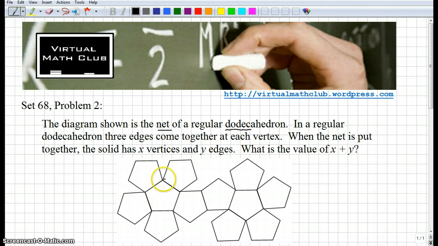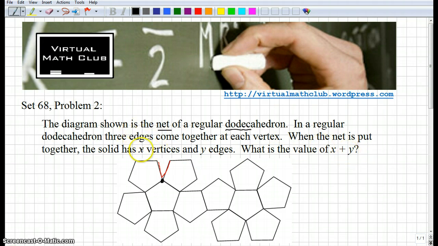So for example, here's a vertex. Now 2 of the edges are already connected, and then these 2 edges up here, if I highlight those, you can see that if we fold this up, these 2 edges are going to come together and make one edge. So you can see we have 1, 2, and then 3 edges that come together at each vertex. And when the net is put together, the solid has x vertices and y edges. What is the value of x plus y?